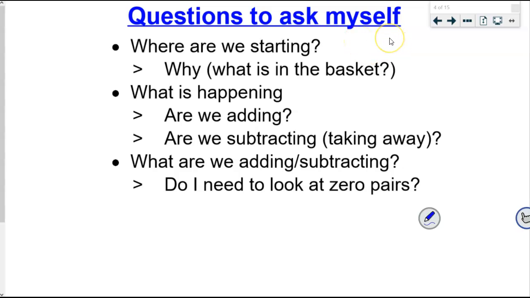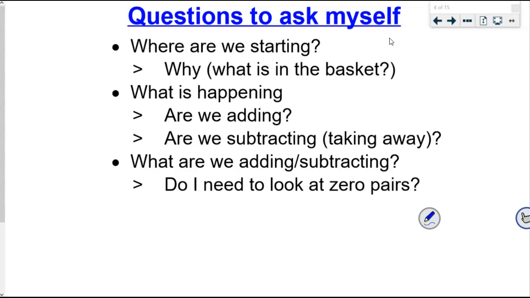All right, so this is part 2 on subtracting integers using rocks and balloons. Let's just review the questions that we need to ask ourselves. We start by saying, where are we even starting? Why? What's in the basket causing us to start there? Then we ask what's happening. Specifically, are we adding or are we subtracting?